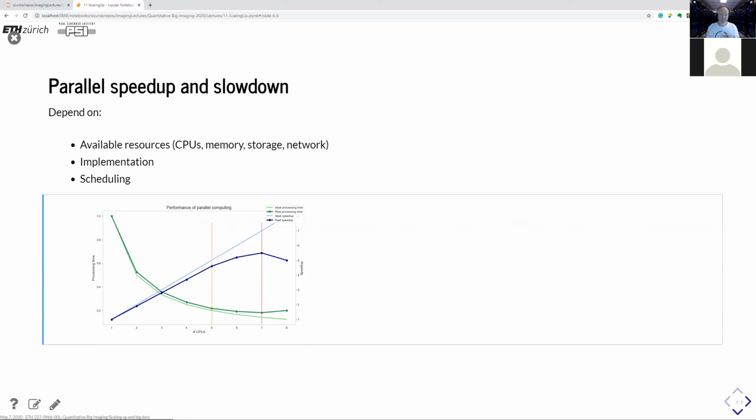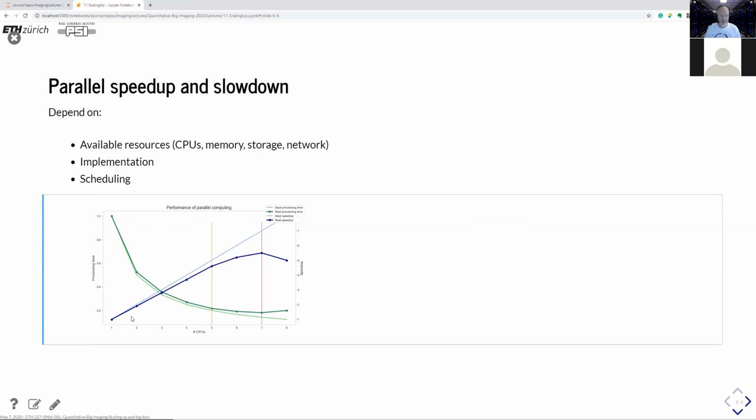And then comes the scheduling question. How are the tasks distributed among the resources? In principle, for that, the processes need to tell, or have a list of, which resources they need, and then send that back to the scheduler, who then distributes the tasks in a way that the resources are used most efficiently.